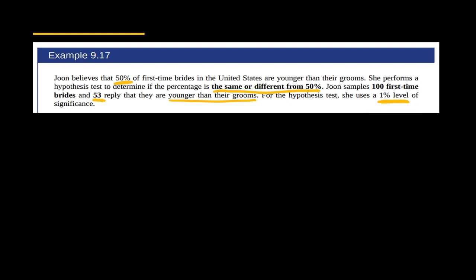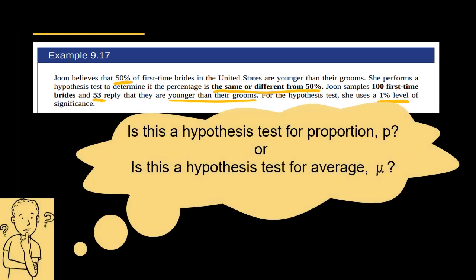First thing, we need to recognize that we are testing a proportion. Notice we're talking about 50%. We're not talking about the average of something. So first thing you have to notice is: is this a hypothesis test for a proportion or for an average? Since we're talking about a percentage, it's a hypothesis test for a proportion.